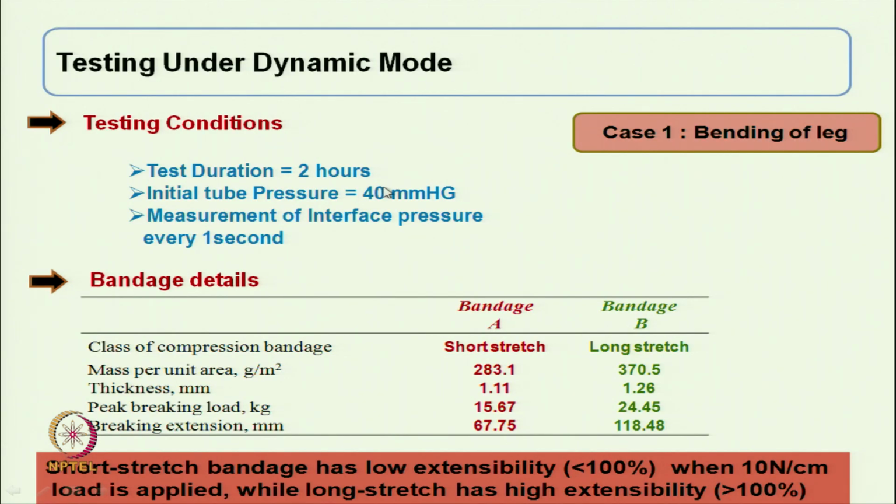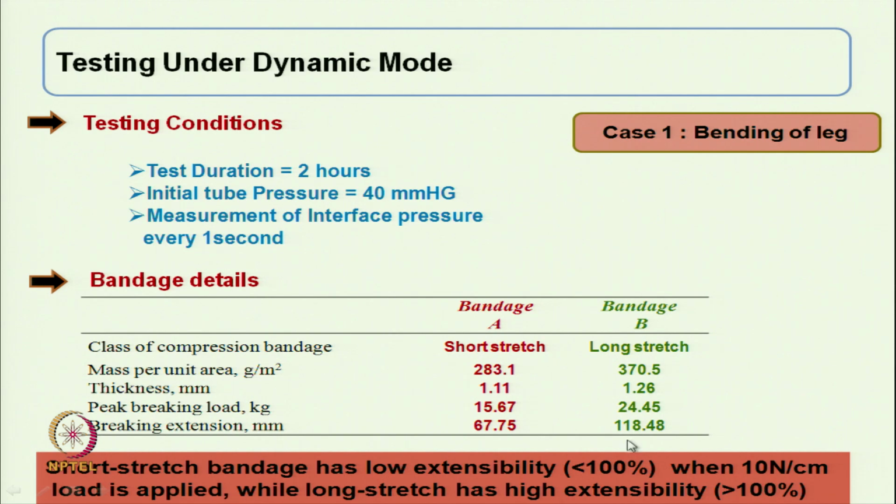Tests were carried out for 2 hours continuously, and it was recorded. The initial tube pressure, that is the initial internal pressure, which simulates the hardness, was kept at 40 millimeter Hg here. Like we have seen earlier, it was 50 and 60 that were carried out, but here the initial pressure was kept at 40 millimeter Hg, and measurement of interface pressure was carried out after each second. After 1 second we get the value.